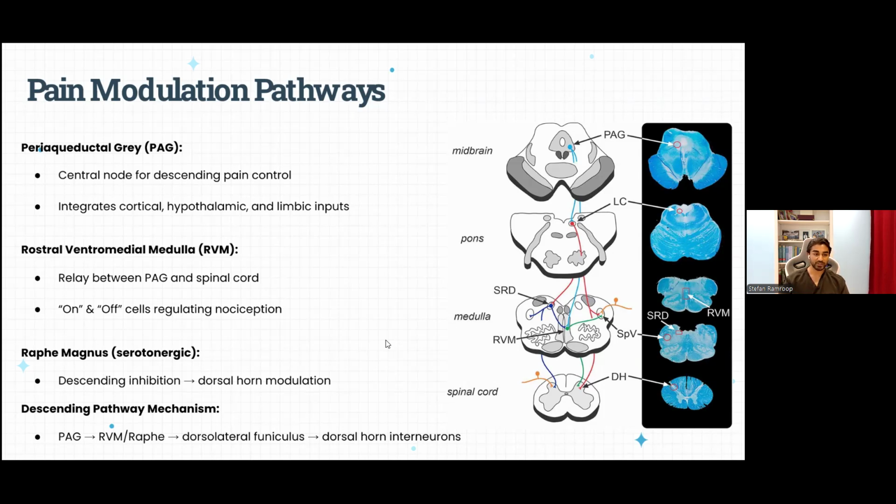The fibers then project to the raphe magnus, the primary serotonergic nucleus involved in descending inhibition. So these projections descend in the dorsolateral funiculus of the spinal cord, and they terminate in the dorsal horn. After they terminate in the dorsal horn, they activate interneurons that release inhibitory neurotransmitters such as serotonin and enkephalins, which reduces dorsal horn neuron sensitivity. And functionally, this will provide your endogenous analgesia, so your ability to suppress pain during stress and focused behavior.